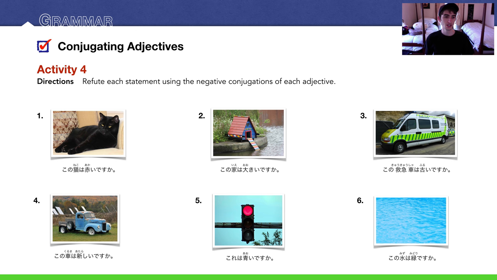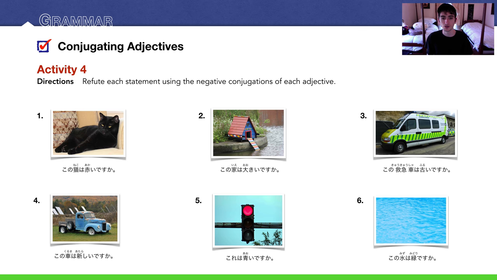Number 1, この猫は赤いですか? Is this cat red? Red? Well, no, he's black. He's a black cat. So, we would say, いいえ、赤くないです。 We're refuting, right? So we're saying, no, it's not red. And for e adjectives, when you conjugate them to the negative form, you want to add on des. It just makes it polite. Recently, we've been doing nothing but polite conjugations of verbs and things like that. So let's keep it polite with des.